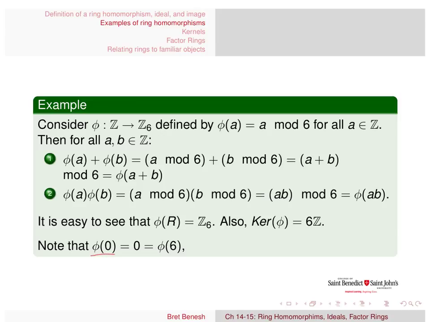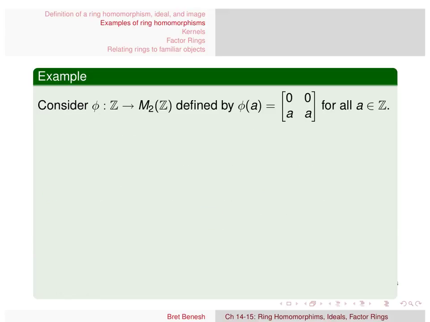And phi of 0 is equal to phi of 6. Both of them are equal to 0, so we're not a 1-to-1 map. So we don't have an isomorphism. But it is onto, as we said here.